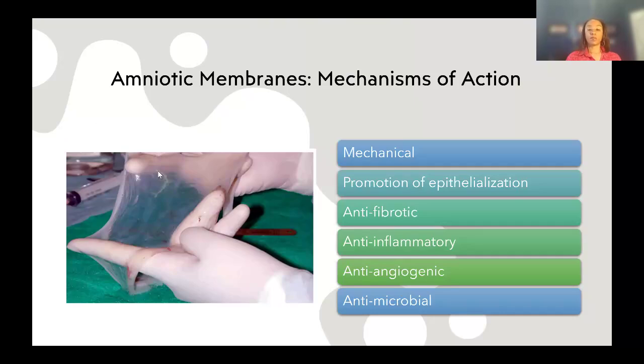Some of the mechanisms of action: mechanical, of course. It acts like a really fancy BCL. It promotes reepithelialization. It can be antifibrotic, preventing scarring, anti-inflammatory, anti-angiogenic, which means preventing neovascularization. And lastly, they can be antimicrobial. There are actually no antibiotics in an amniotic membrane, but it acts as a barrier for the bacteria. The bacteria can't get from the lid into the corneal insult because the membrane creates an actual barrier. So we needed both of these things, mechanical and promotion of reepithelialization, for this particular patient.